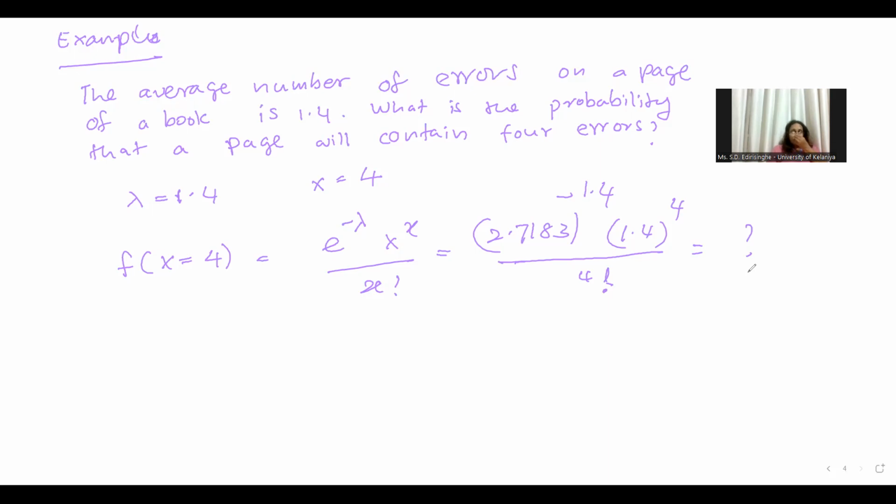Right, I don't have a scientific calculator to find these things, so please find the answer and understand what is the situation here. Okay, 4 factorials.